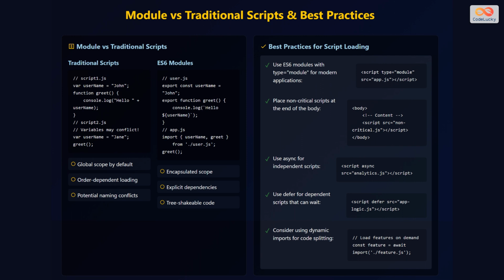Tree shaking is a term commonly used in JavaScript context for dead code elimination. Modules also have explicit dependency. This means what is needed by a particular module has to be declared explicitly.